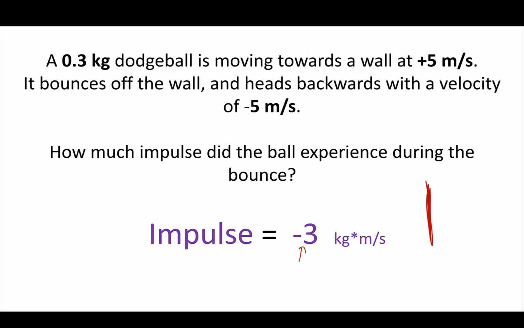So the dodgeball is initially moving this way, but when it hits the wall, the force pushes out that way. So that's why you have a negative impulse, because you had a negative force.